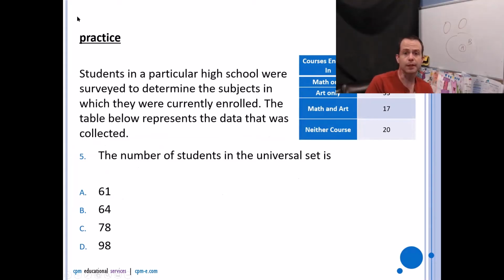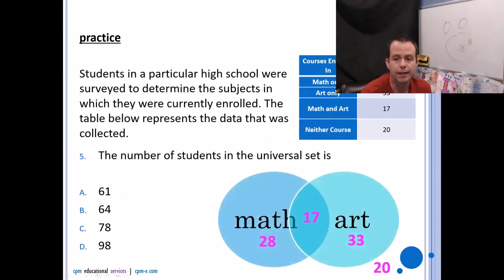Well, the very first thing I'm gonna do is put this in a Venn diagram, okay? I've got math only, I've got art only, I've got math and art, and I've got neither course. So I set up my Venn diagram for math and art. I have 28 in math only, I have 33 in art only, I have 17 in an overlapping region, and I have 20 in neither course. So the number in the universal set, I just add up all those numbers and I would get 98, okay?